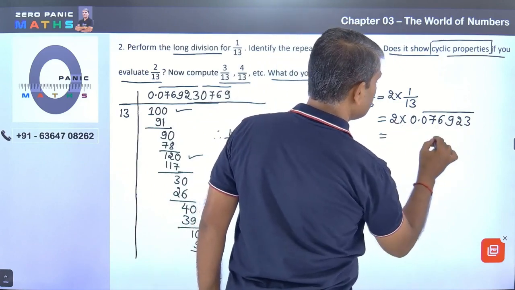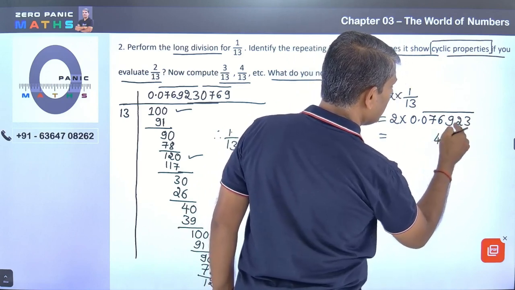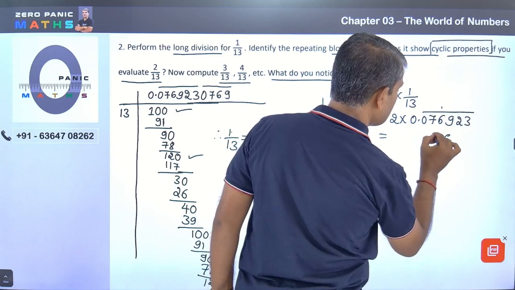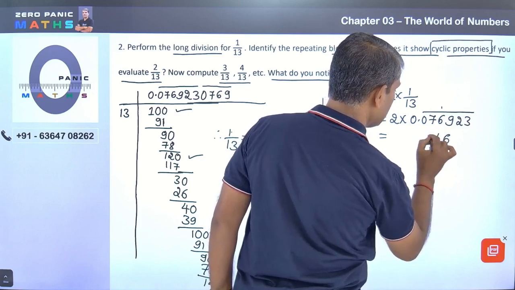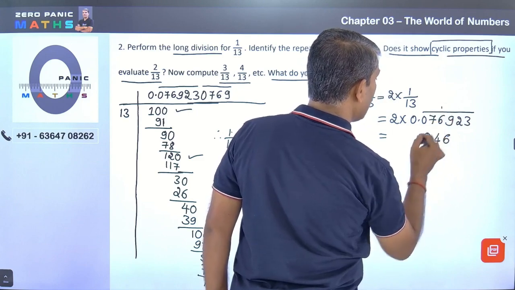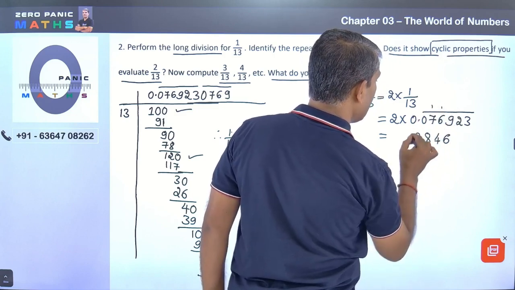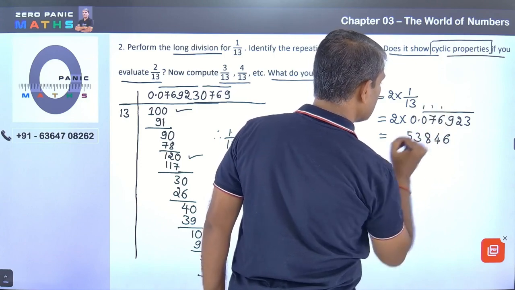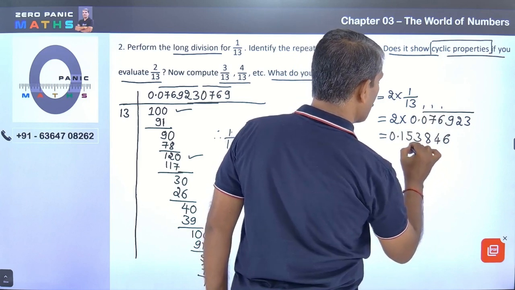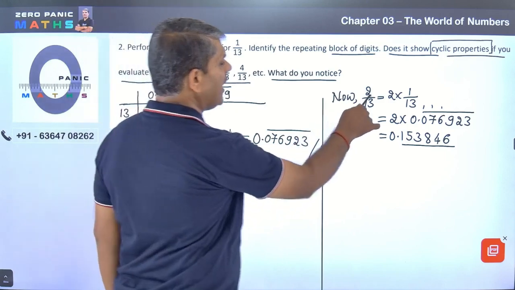What is the actual value? 2 threes are 6, and 2 twos are 4. 2 nines are 18, you will get 1 carry here. 2 sixes are 12, and 13, 1 carry 3 here. 2 sevens are 14, and 15, 1 carry here. And 2 zeros are 0 and 1. It is 0.153846. So this is 2 by 13.